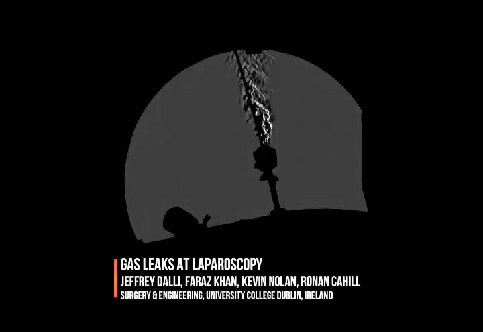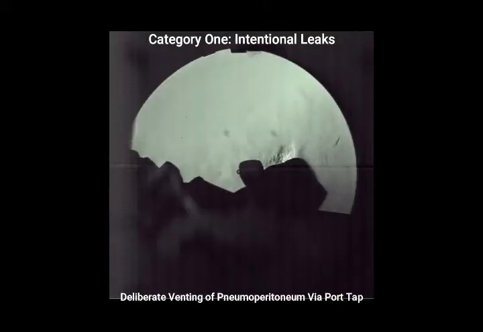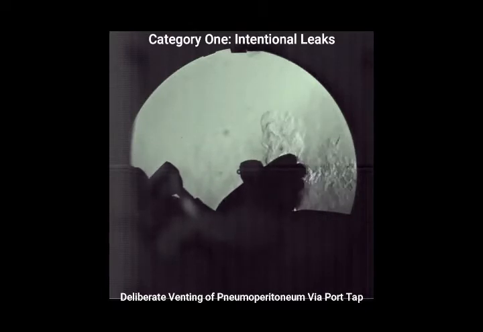Here we are going to show the different categories of gas leaks that occur during laparoscopic and robotic surgery. We've used clear and optical imaging in an operating theatre to show the gas vortexes that occur around trocars and instruments during operations.